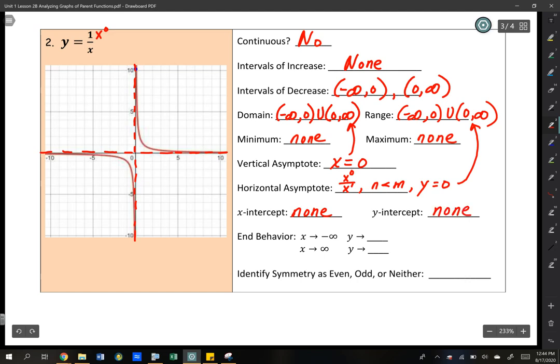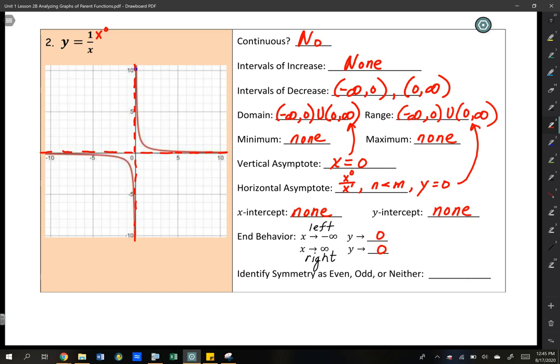And lastly, we want to look at how the graph behaves as we go left or as we go right. On this graph, as we go to the left, we are approaching the value of 0. We're getting closer and closer to 0. When we follow this graph to the right, we are also getting closer and closer to the value of 0. Not infinity, we're getting closer and closer to 0.